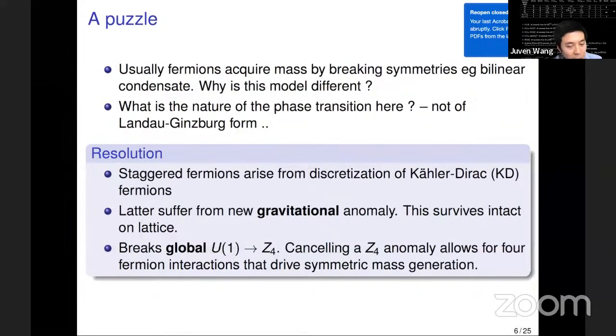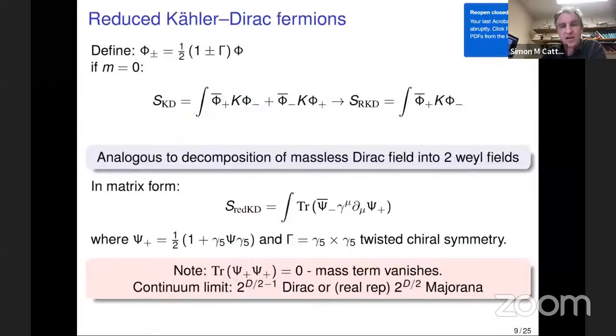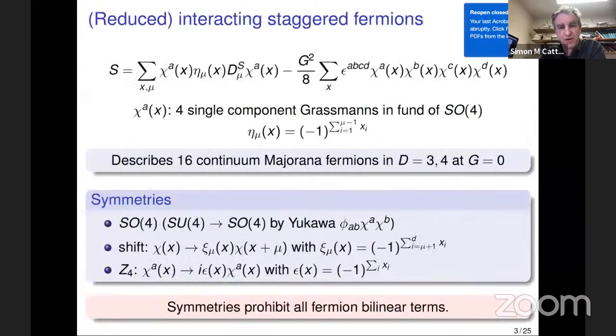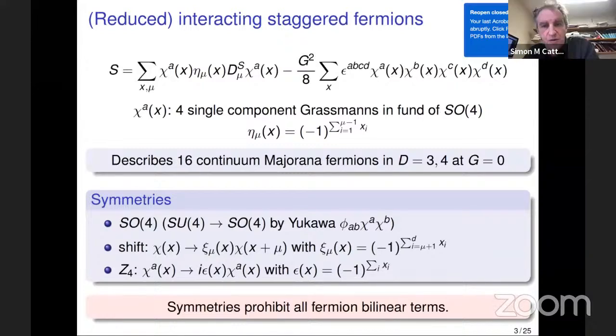Possibly just outside the SO4 or other Majorana's space. I'm going the wrong way. It doesn't break any of the exact lattice symmetries, right? So there may be continuum symmetries, but of course they're already broken by latticization in the first place. So I can rotate the fermions in this fundamental of SO4. I can do these shift symmetries on X, which are related to discrete chiral transformations, it turns out. Or I can do this Z4 transformation. And none of those are broken by the appearance of the four fermion condensate.